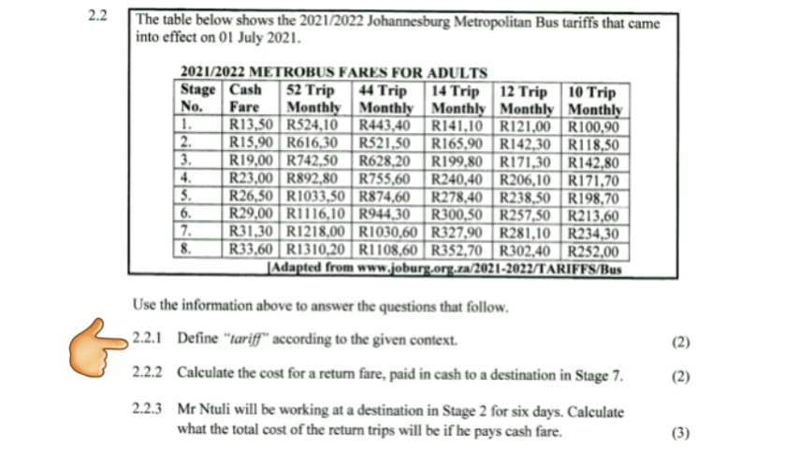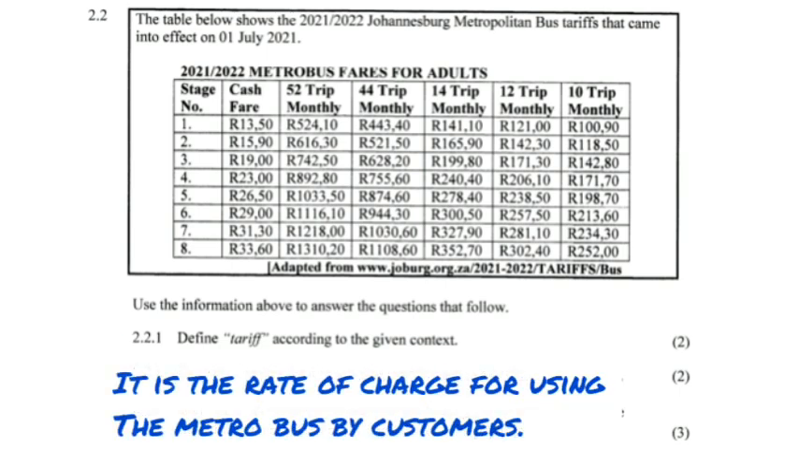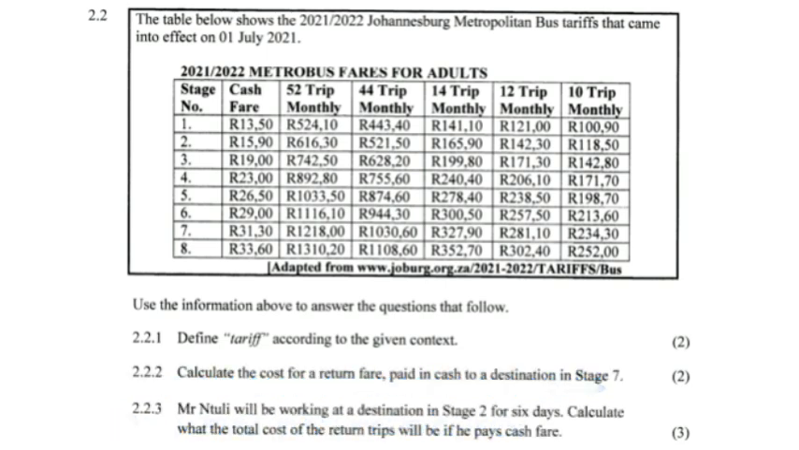So basically, a tariff is the amount that we charge you for using something. So if it's for using water, if it's for using your cell phone, or for using your electricity. But if we are answering in the context of this scenario, it is the rate of charge for using the metro bus by customers. This is us now putting it in the context of this scenario, because this scenario talks about the bus. If it was about water tariff, then you would have said the rate for using water. If it was about electricity, you would have said the rate for using electricity. That's if you're putting it in context.